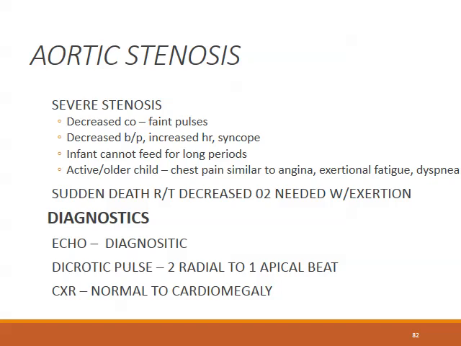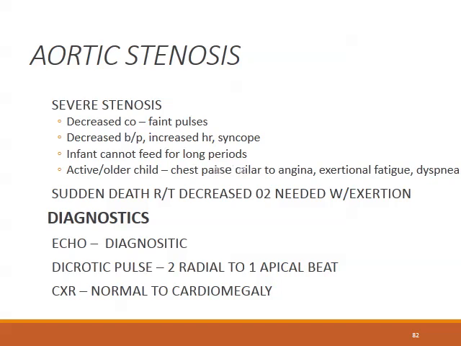Now, sudden death occurs related to decreased O2 needed with exertion. So these patients have to be careful. Diagnostics, you're going to have an echo done. Dicrotic pulse, which is 2 radial to 1 apical beat, is used for the diagnosis, and also a chest x-ray should look normal or could have cardiomegaly.